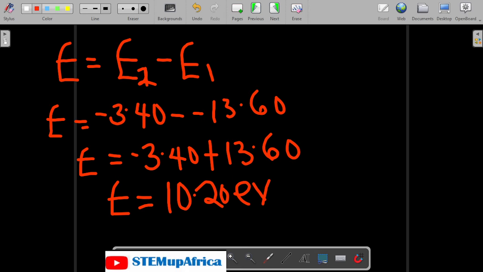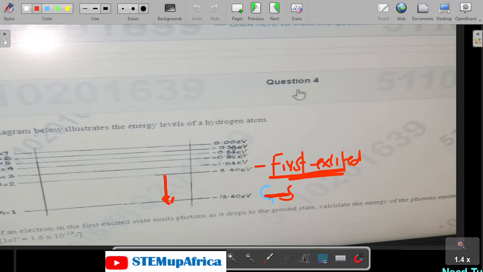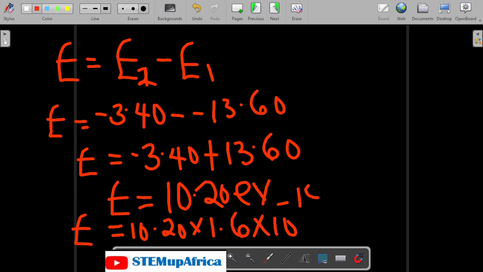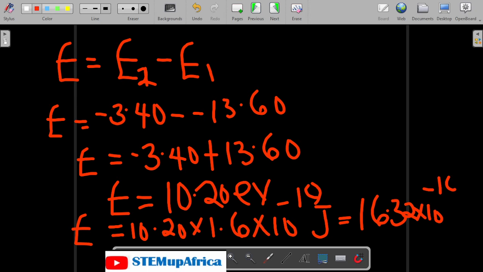That gives 10.20 electron volts. But if you go back to the question, they gave us 1 electron volt as 1.6 times 10 to the minus 19. So the energy will be 10.20 times 1.6 times 10 to the minus 19 joules. Multiplying 10.2 times 1.6 gives 16.32 times 10 to the minus 19 joules. This is the energy between the first excited state and the ground state.